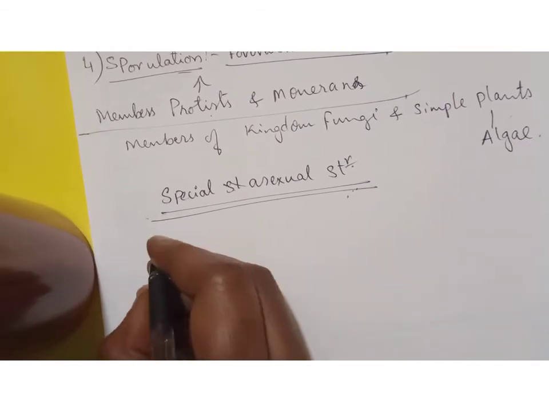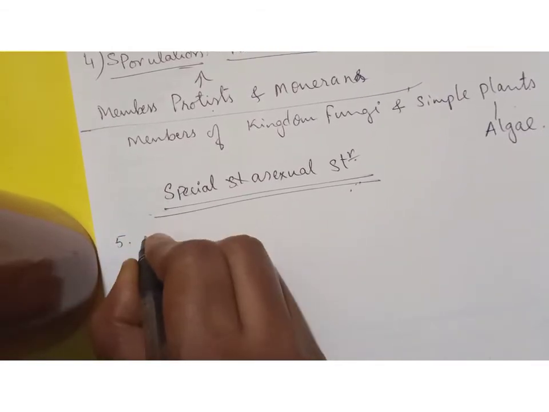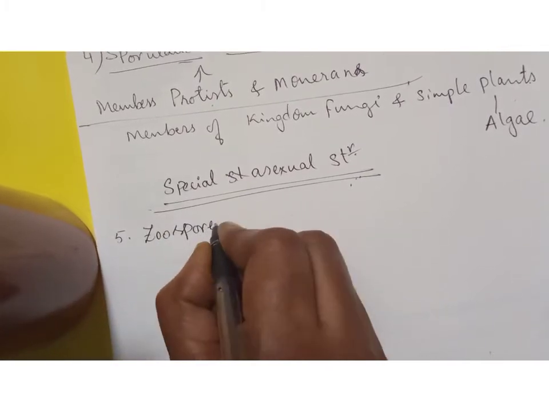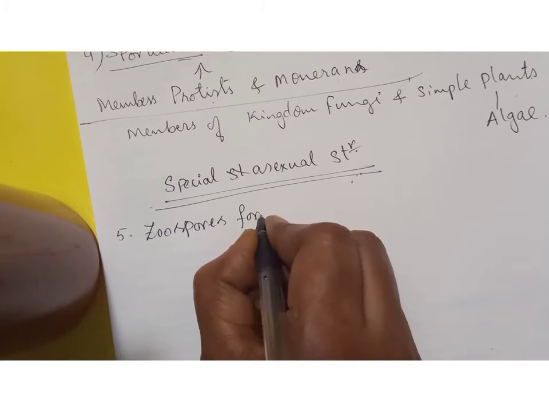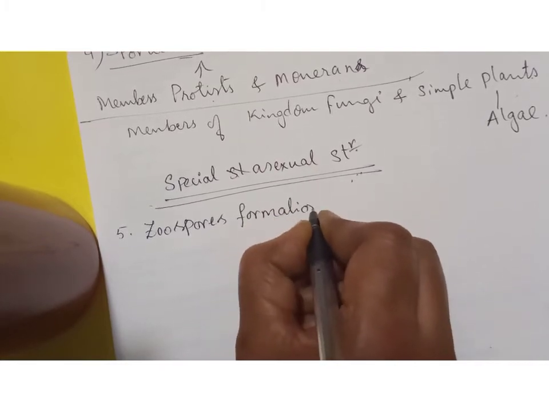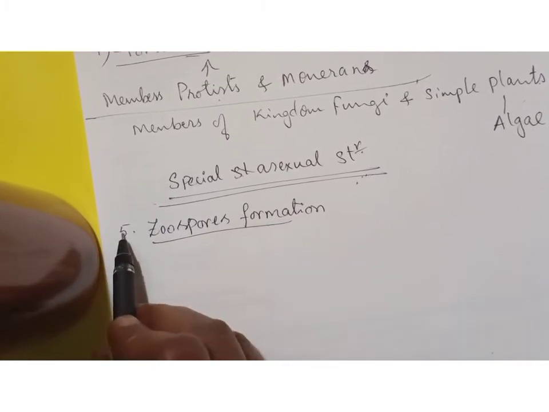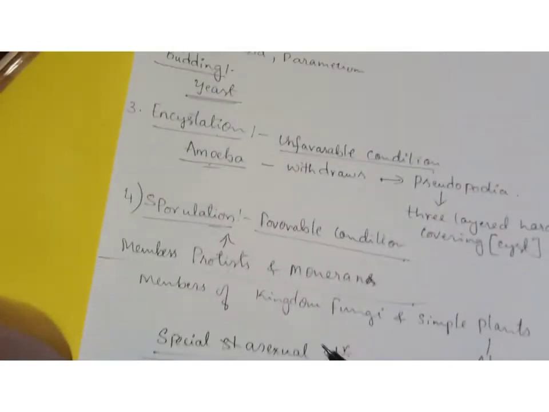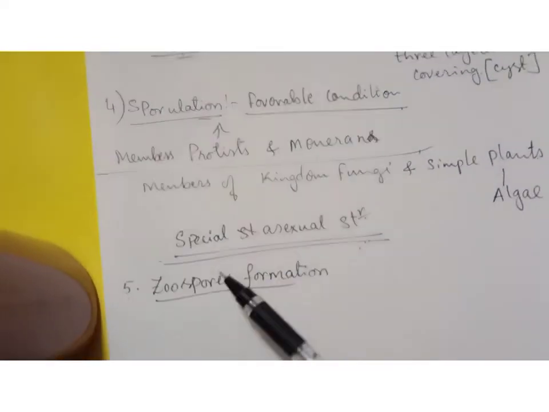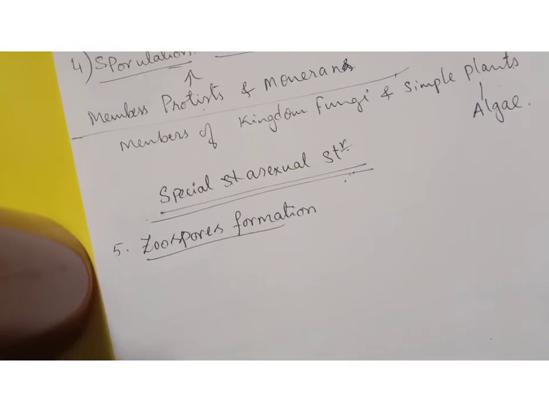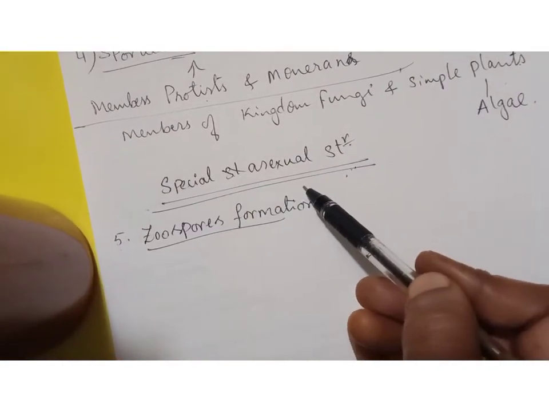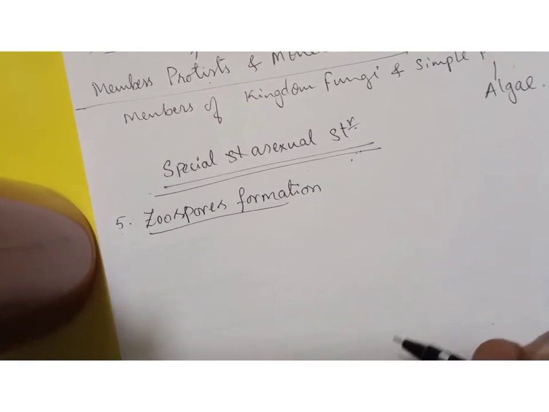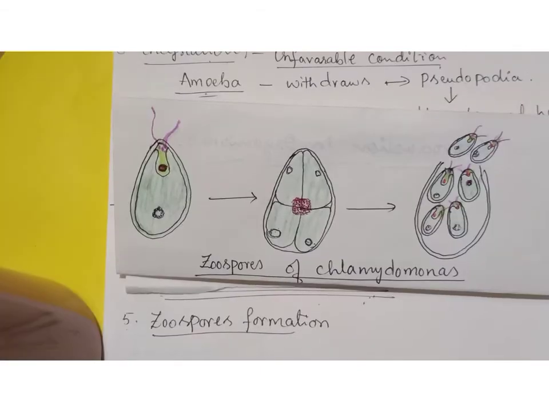So the first one is zoospore formation. Here I am writing it as the 5th type because it is a type of asexual reproduction itself. But in the case of fungi and algae, what is formed through special structures is, first, zoospore formation.